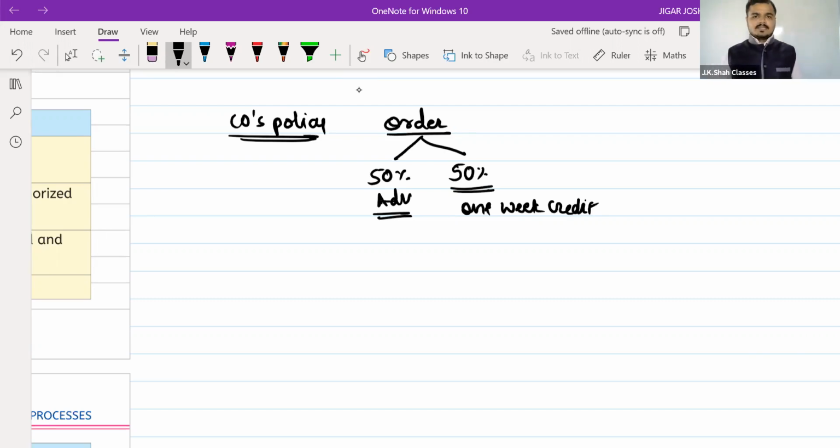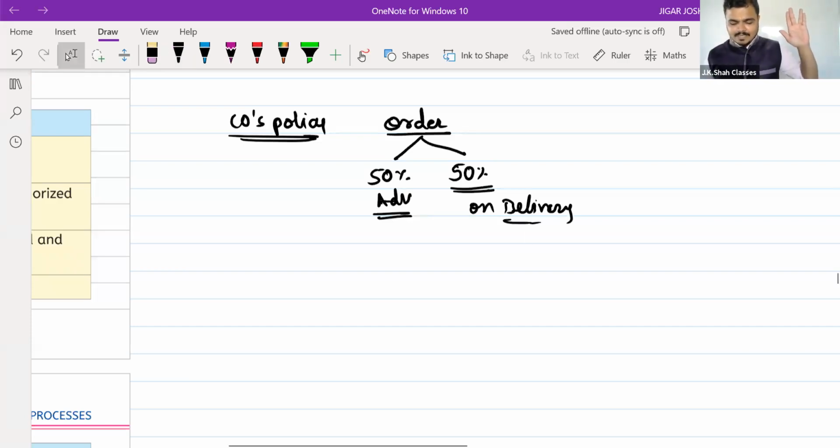Understood? Yes, sir. Suppose you are running a cake shop. So suppose you have a very simple policy that 50% of the order value you take in advance and 50% on delivery. Understood? You are running which shop? Sir, a cake shop. What is the criteria of your organization? Sir, we take 50% advance and 50% on delivery of the product.